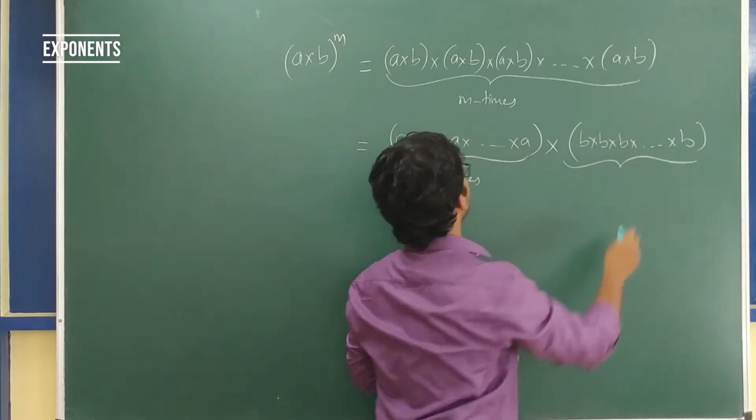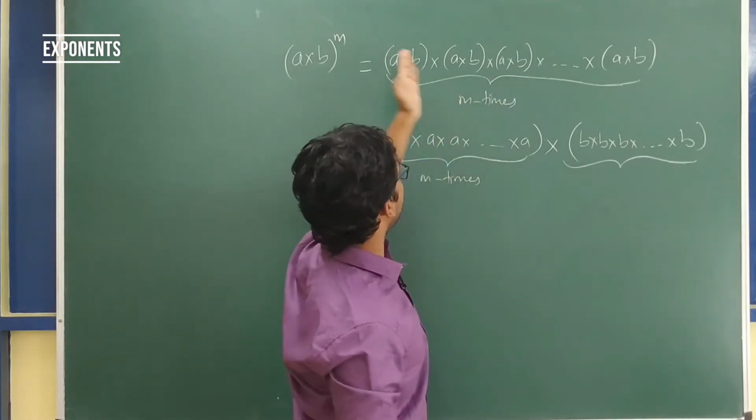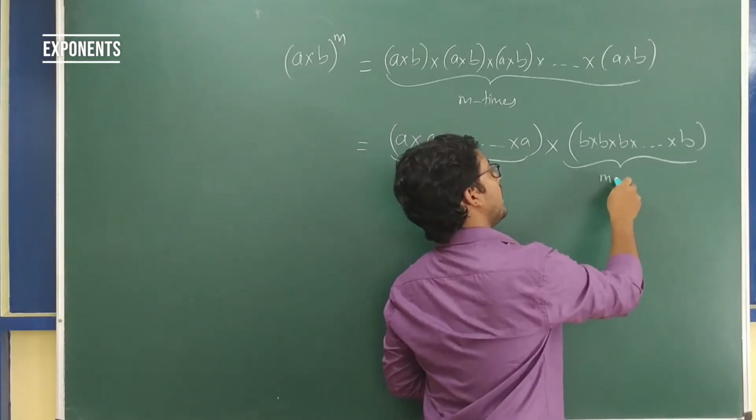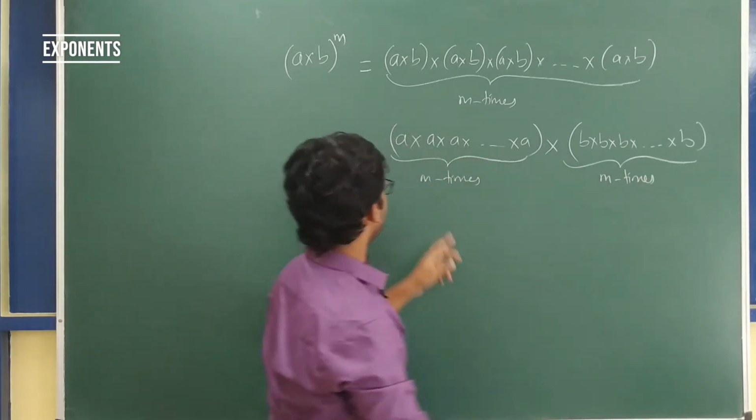So how many b's will be there? Again, in each term there is one b. Like this there are m number of b's. So this will be again m times. So now here a is multiplied m number of times. Here b is now multiplied m number of times.